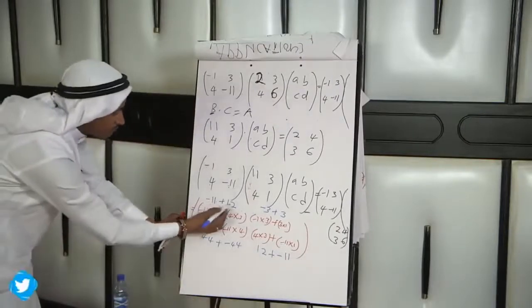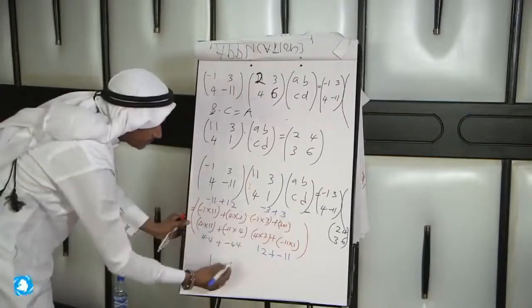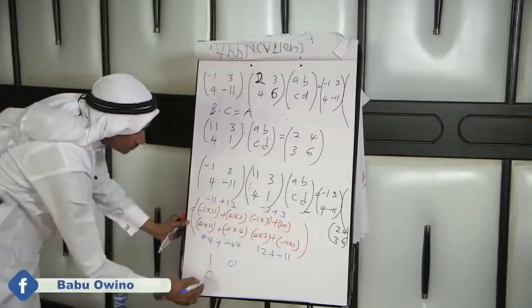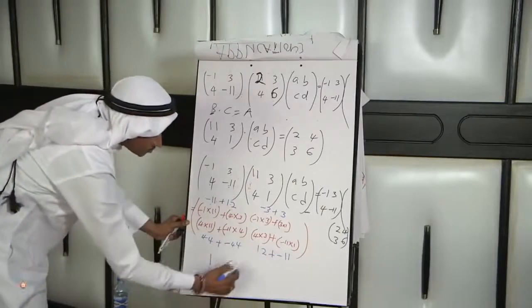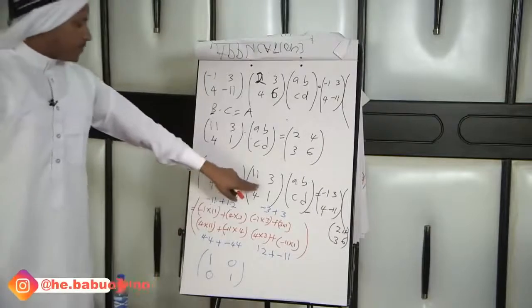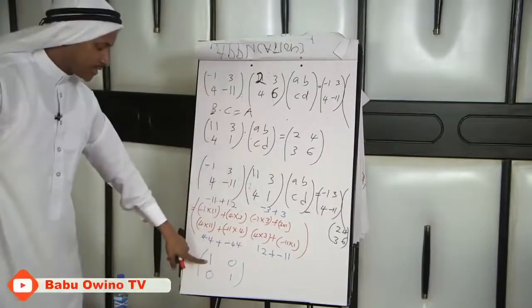So here what do we get? 12 minus 11 is 1. Then minus 3 plus 3 is 0. Then 44 minus 44 is 0. Then 12 minus 11 is 1. So when you multiply B by its inverse, you get an identity matrix.